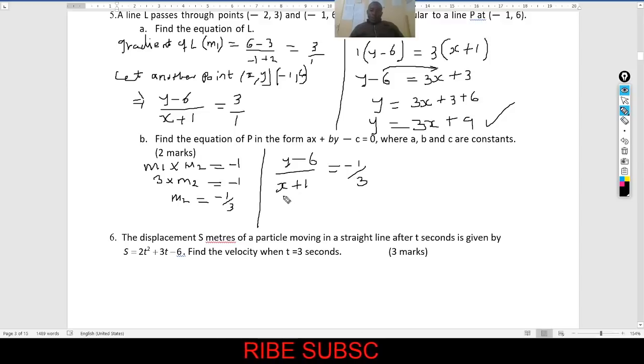So we cross multiply, it is 3 into brackets y minus 6 equals to -1 into x plus 1. We open the bracket, this gives 3y minus 18 equals to minus x minus 1.